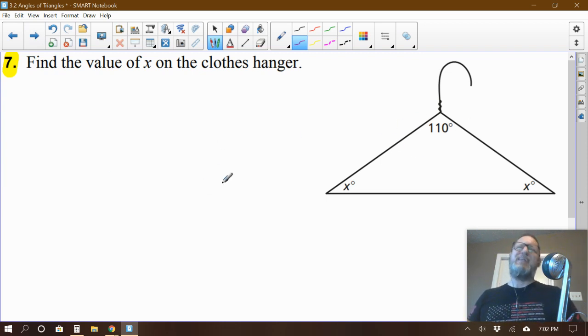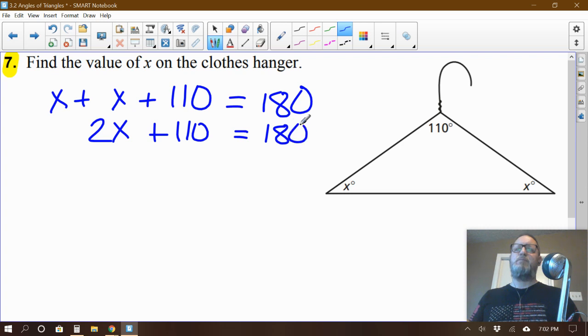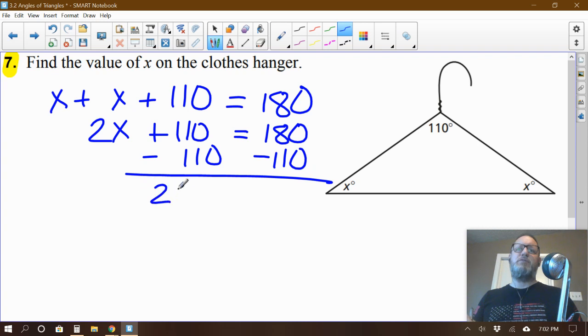Now this one I'm going to start, but I don't think I'm going to finish it. I'd like my students to, you know what? Let's do the whole problem. This is the video going on YouTube, so let's just do the whole thing. So we have our hanger here, and we're going to figure out what X is, what our angles are. So we have X plus X plus 110. And what do those three angles inside of a triangle have to equal? 180. All righty. Well, X plus X is 2X plus 110 equals 180. Subtract the 110, and we get 2X equals, well, 180 minus 110 is 70.